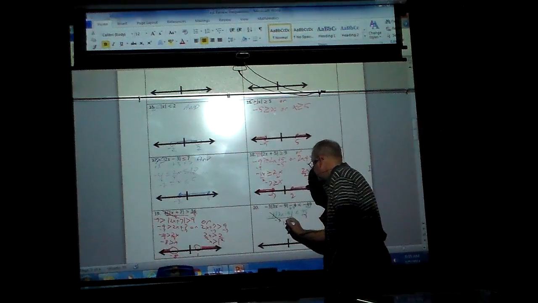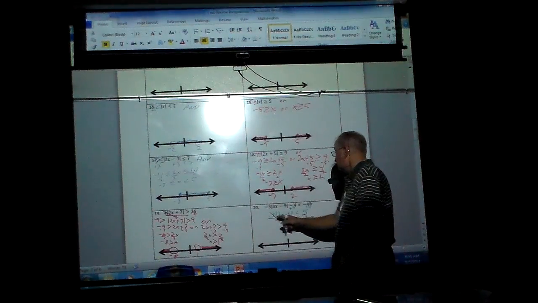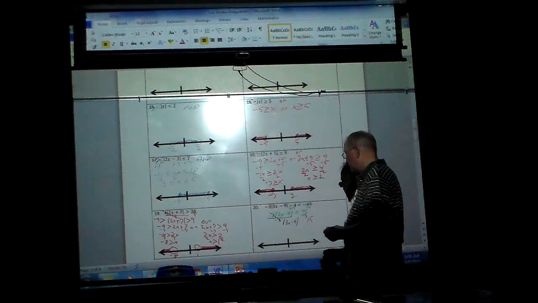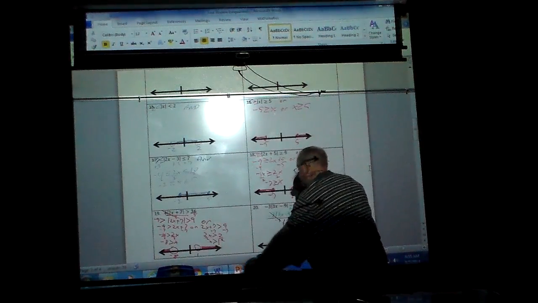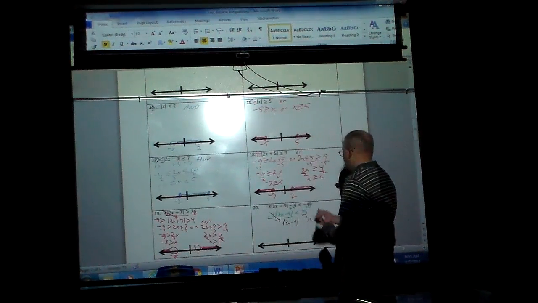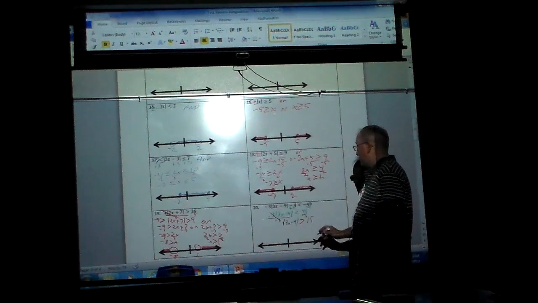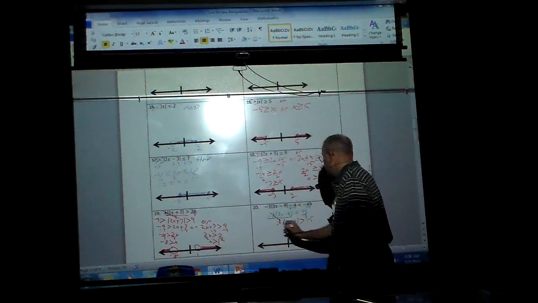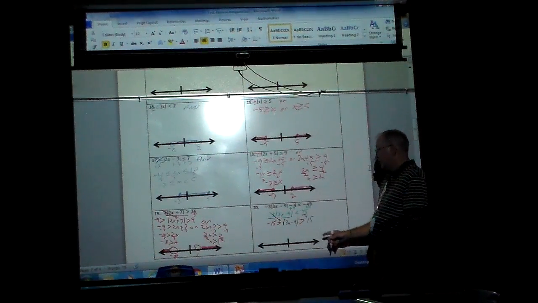But here's the big thing. That is 3x minus 9. But guess what happens right here? -45 divided by -3 is going to be 15. But because I divided by a negative, guess what has to happen to the sign? I have to flip it. It's no longer less than, it becomes like this. Now then, I'm going to go ahead and add the -15 over here, because that's what I've gotten.